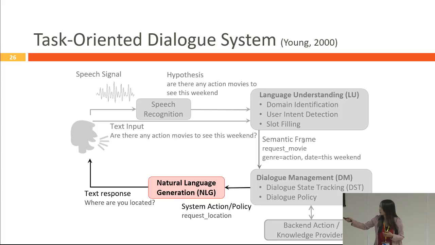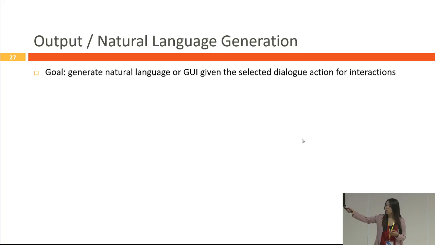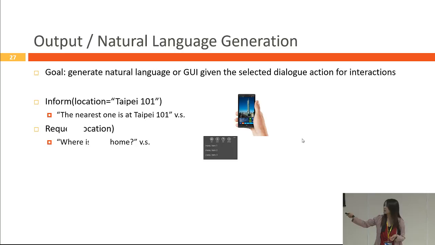So after this component, we design the system action. Then we need to generate the natural language. This one is pretty easy. You can have the natural language or just show this information to the user, or ask for the constraint using natural language, or allow the user to click as well for confirmation.